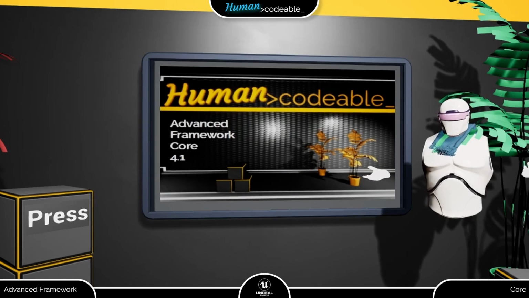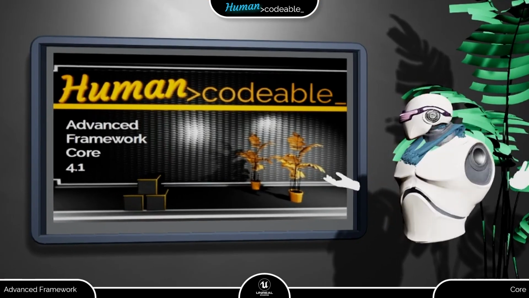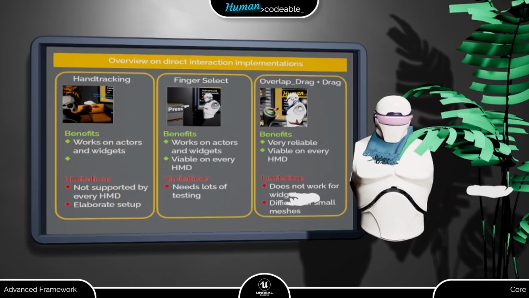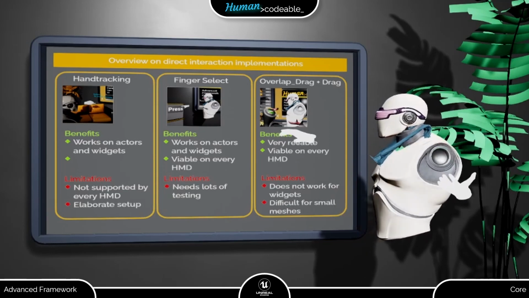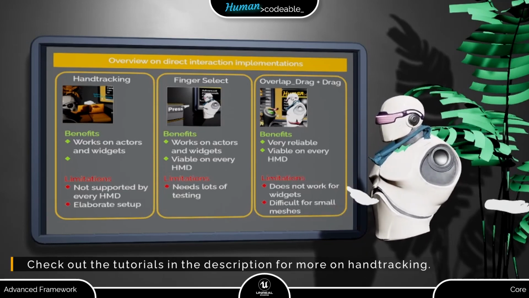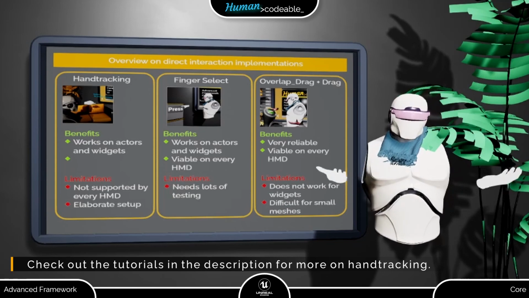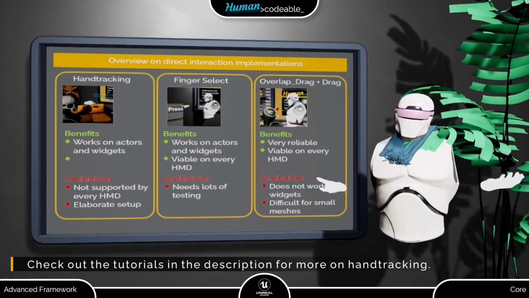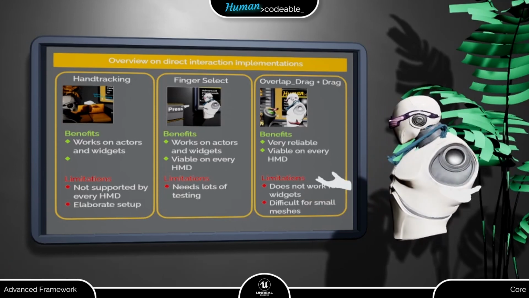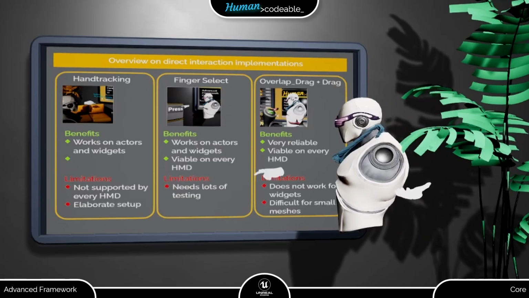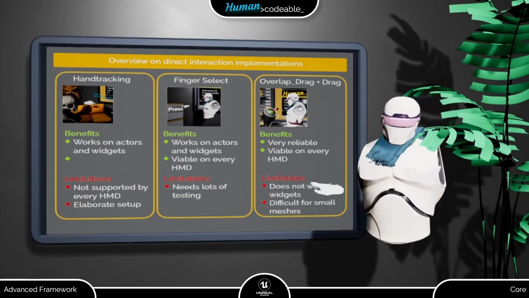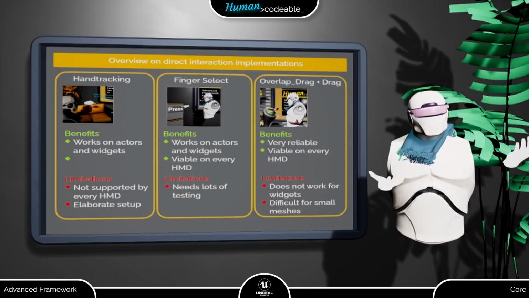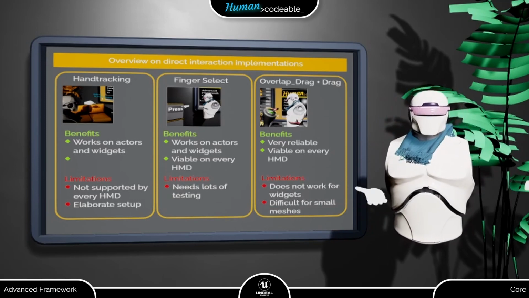So before I sign off, let me give you an overview of the possibilities the Advanced Framework provides to implement an interaction apart from grab and latch that uses the hand motion controller directly. Let's start with hand tracking. As we can see from Oculus Quest menus and so on, hand tracking is by now viable as a form of input. However, it needs special attention to set up and is not available for all HMDs currently. Finger select is the closest the advanced framework has to hand tracking without the need for elaborate setup and suitable HMDs. It needs, however, as you have seen, a lot of testing to work reliably, especially on widgets.